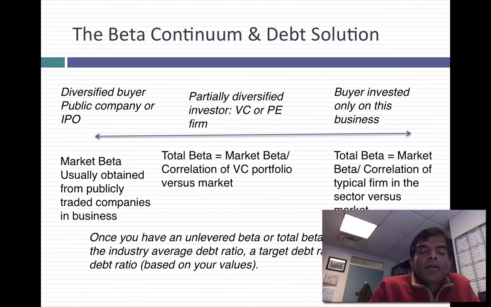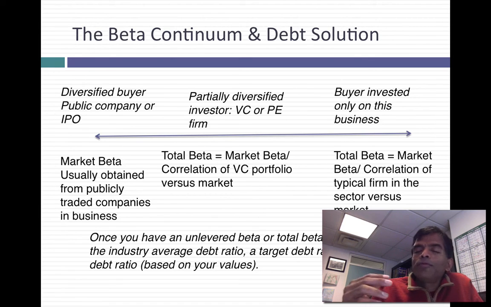Now, in terms of the beta continuum, here's the way I think about what beta I should use in a private business. It all depends upon the potential buyer. So whenever you look at a problem relating to a private business, always look to see what the end game is. What are you doing the valuation for? Who are you doing the valuation for? Who's the potential buyer? If it's a diversified buyer, which is going to be the case if a public company is the potential buyer or an IPO, because the potential investor there can be diversified, and chooses not to, that's their problem. So it could be a diversified buyer.